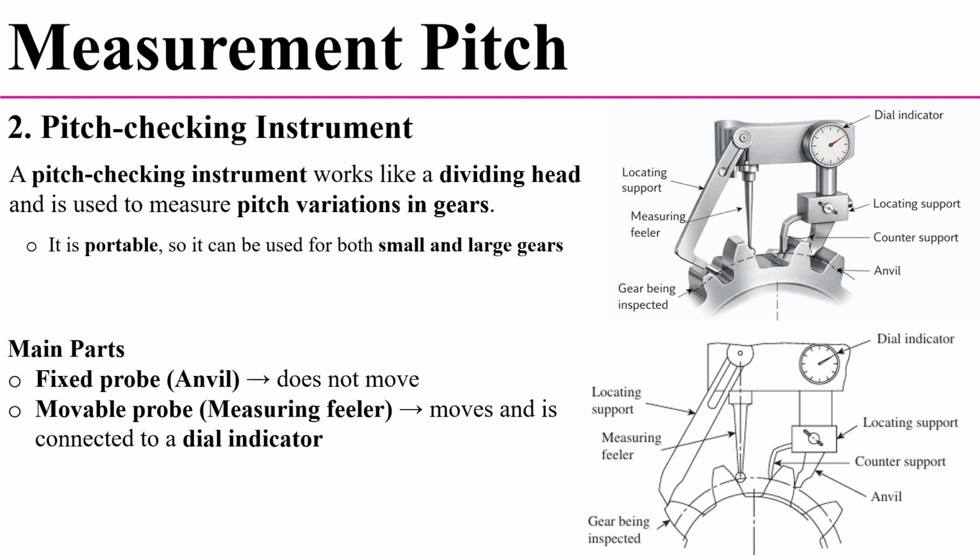This instrument consists of a fixed probe, or anvil. This is the anvil and this is the fixed probe, which does not move to any position. Next one is the movable probe, that is the measuring feeler. This is the movable one, which is connected to the dial indicator. It moves up and down, and these movements are measured with the help of the dial indicator.